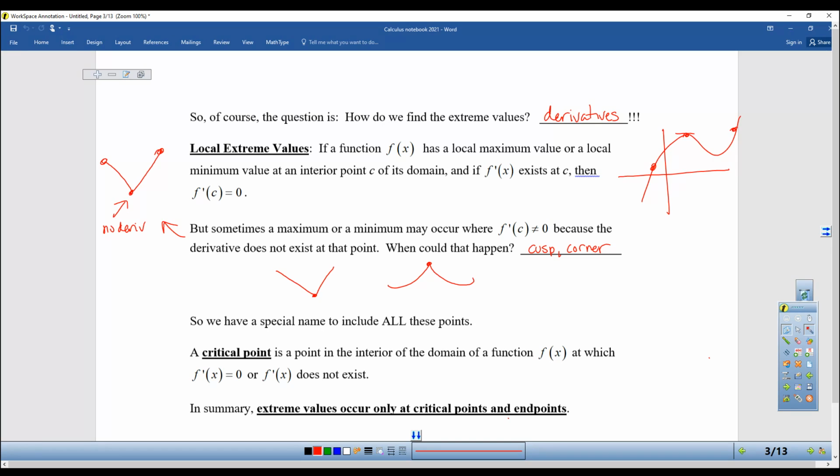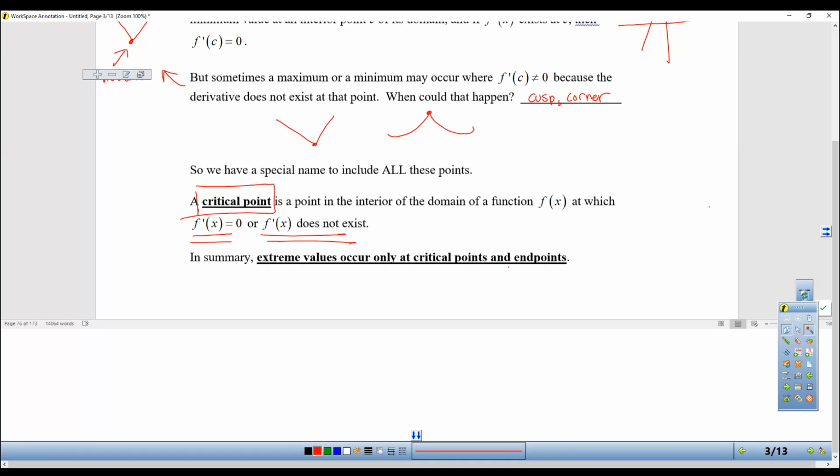So I don't want you to always put together derivative is equal to 0 is max or min. That's true, but in addition to that, the derivative might not be equal to 0, actually, specifically does not exist. So anyway, somebody put together these two situations and called them critical points. It just is where the derivative is equal to 0 or where the derivative does not exist. In summary, extreme values can only occur at critical points.